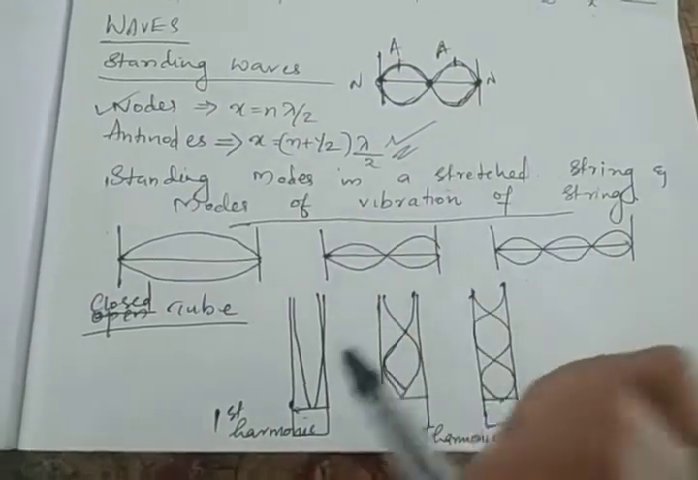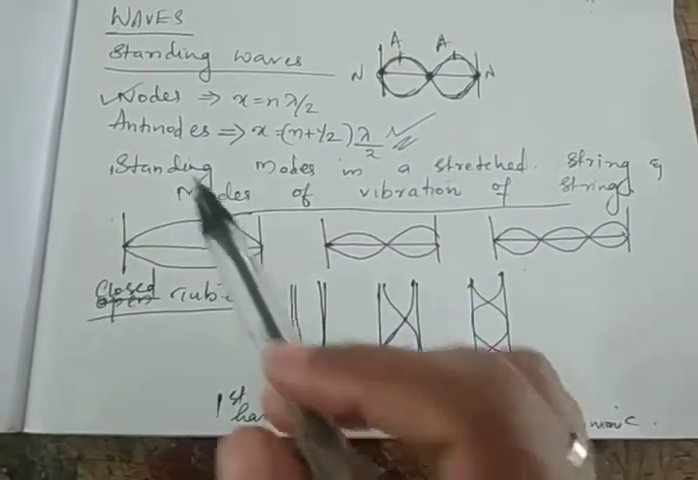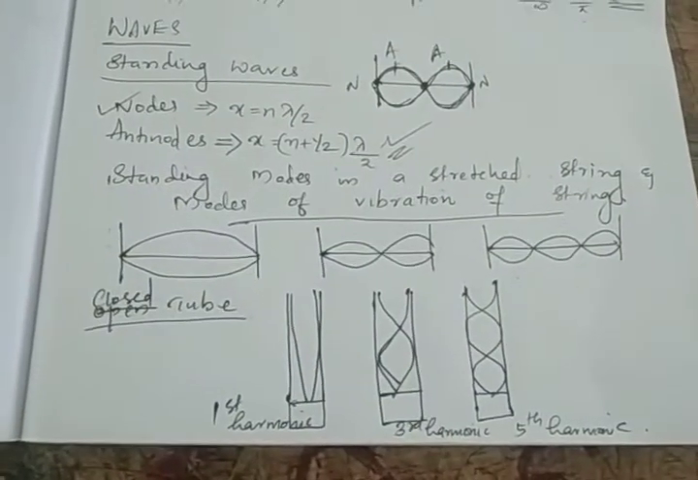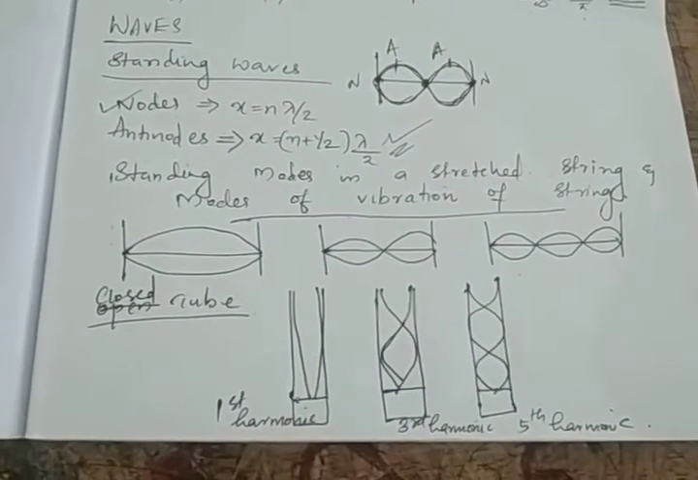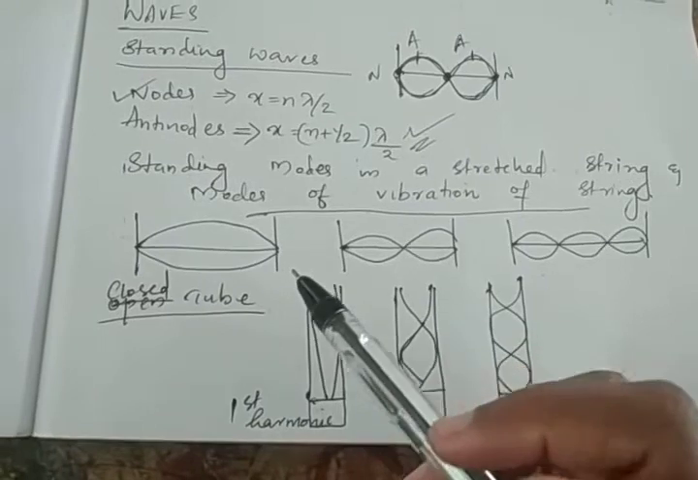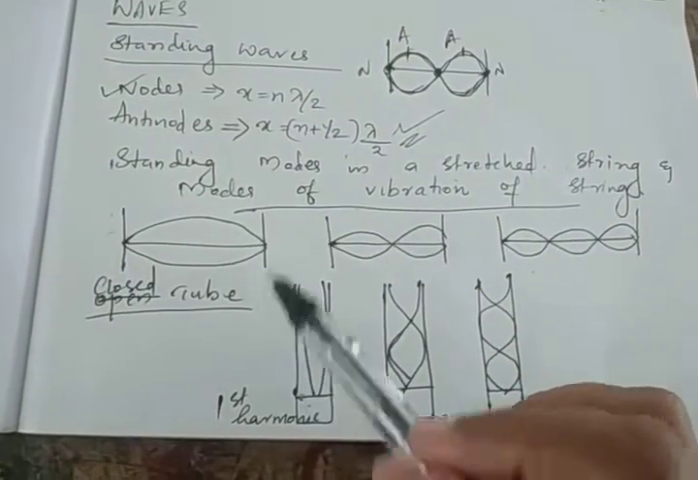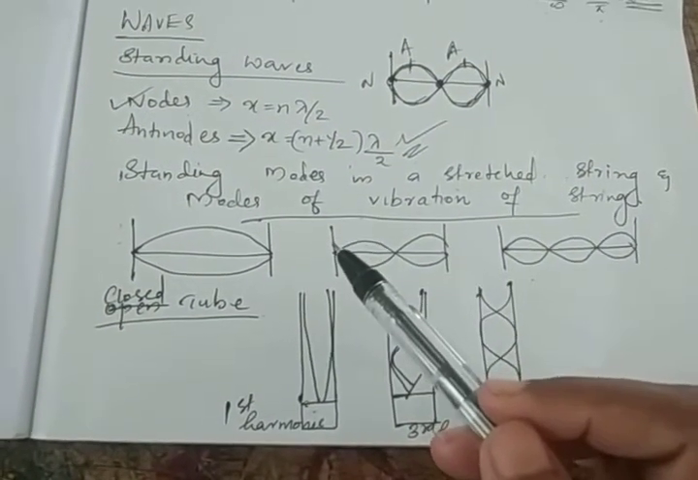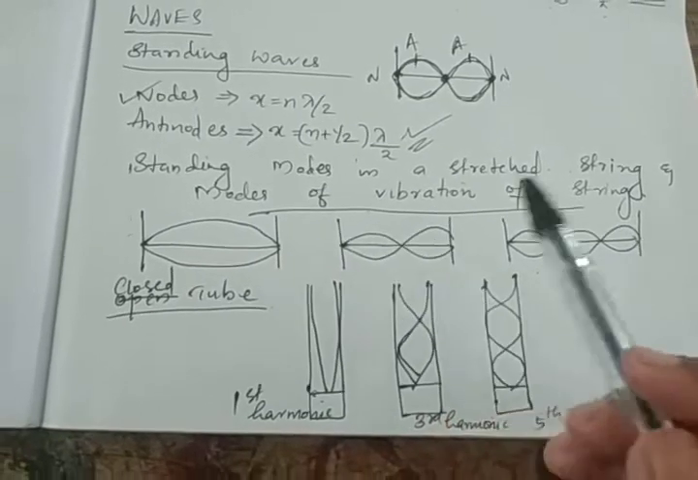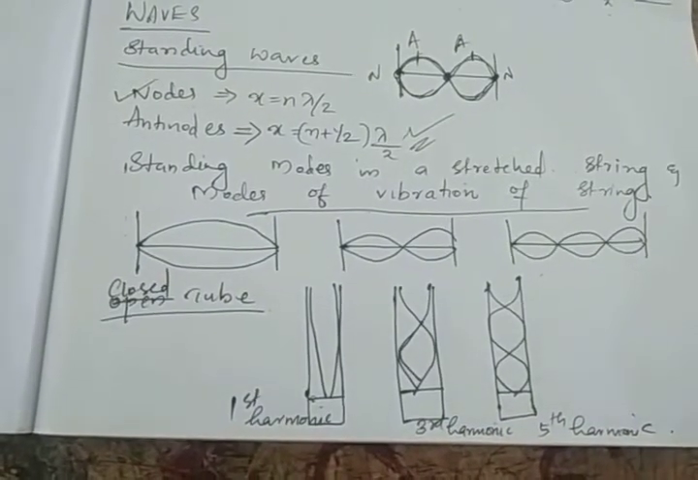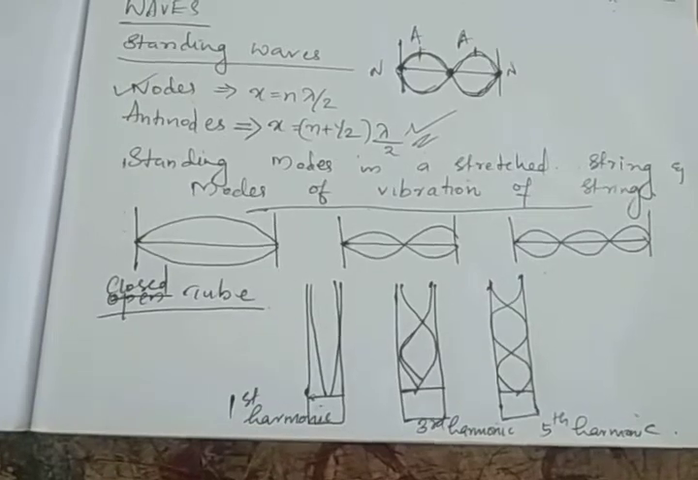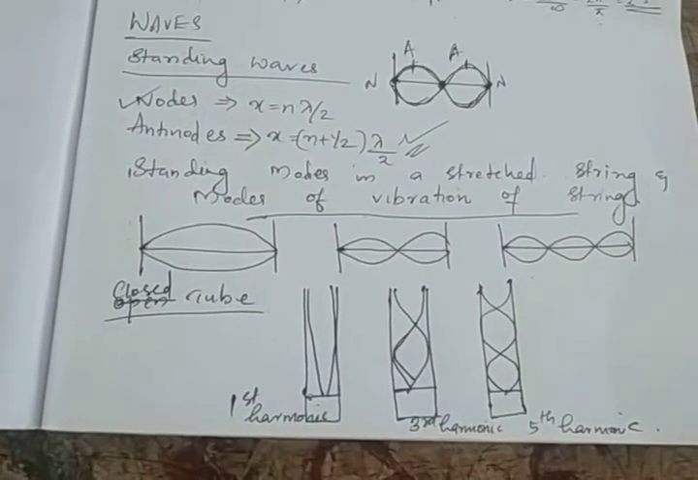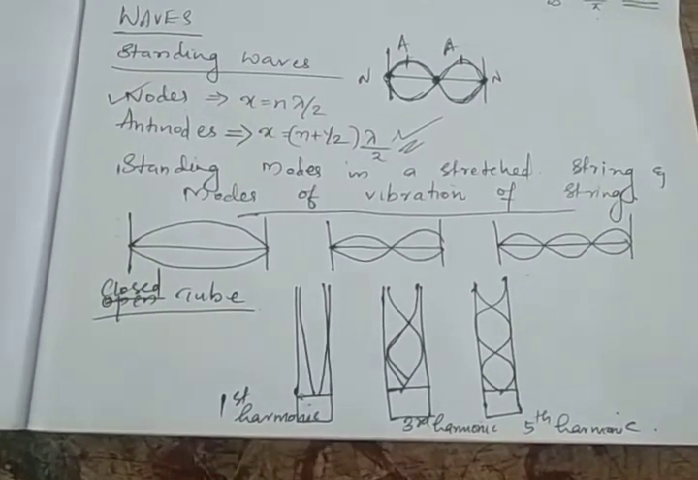Standing modes in a stretched string and modes of vibration of a string. If you consider a string which is stretched between two fixed boundaries, and if we pluck the string in the middle, waves are produced. Standing waves are produced in that string. It is not necessary that the same number of standing waves is always produced on that string. The number of standing waves produced in each case may be different.